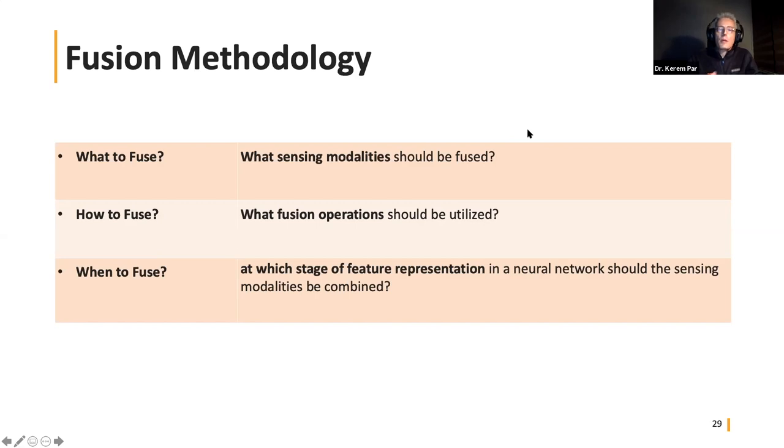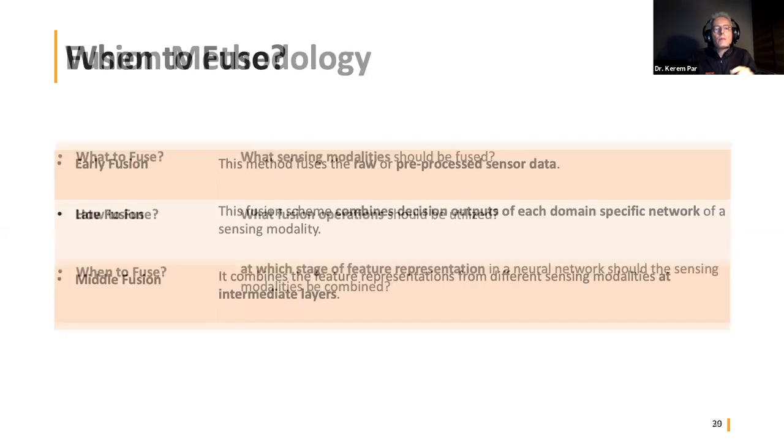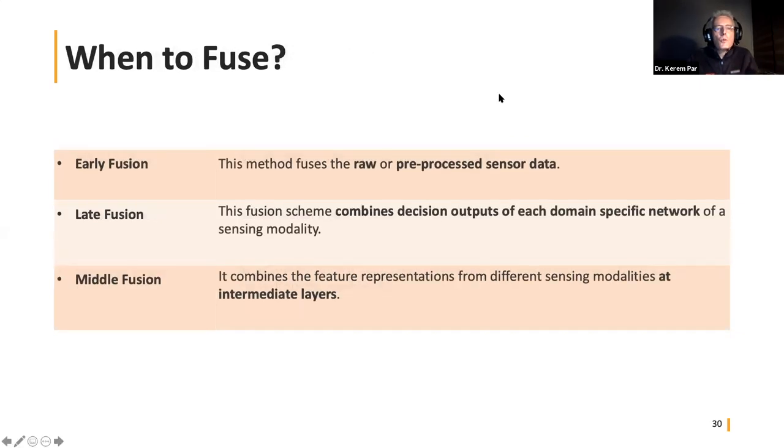So we are talking about a deep neural network architecture. And at which stage of that network, at which stage of the feature representation, we should combine the sensing modalities. When we look at the when-to-fuse question in more detail, we can have three options: early fusion, late fusion, and middle fusion.